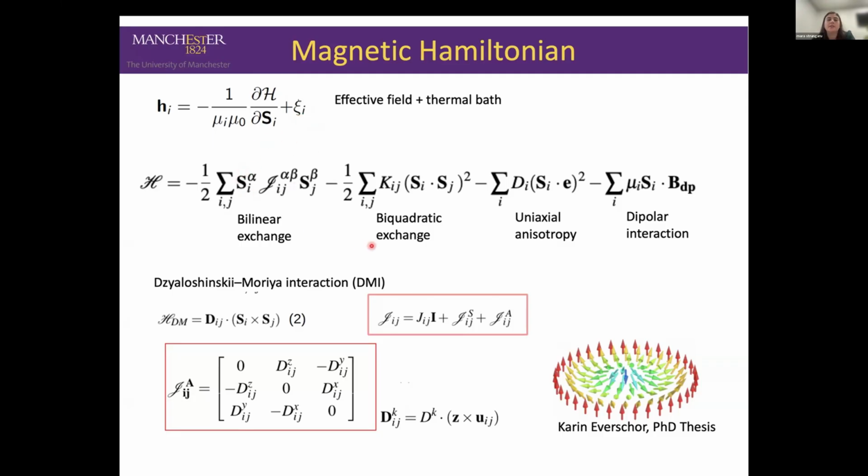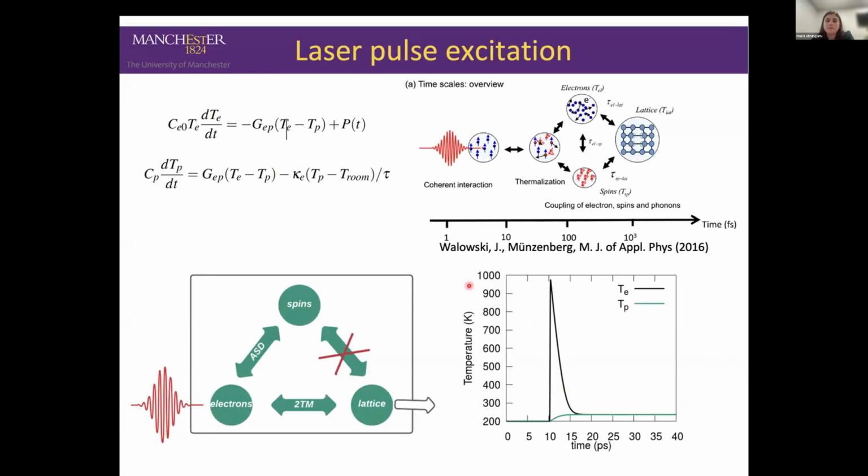Depending on the material properties, the Hamiltonian can be extended to include multiple contributions. In the simplest case, we have the exchange, and the exchange matrix can be developed in such a way as to include the antisymmetric terms, also called the Dzyaloshinskii-Moriya interaction terms, which give rise to skyrmions. We can have higher-order exchange interactions, as shown here by the biquadratic exchange, and many other energy terms.